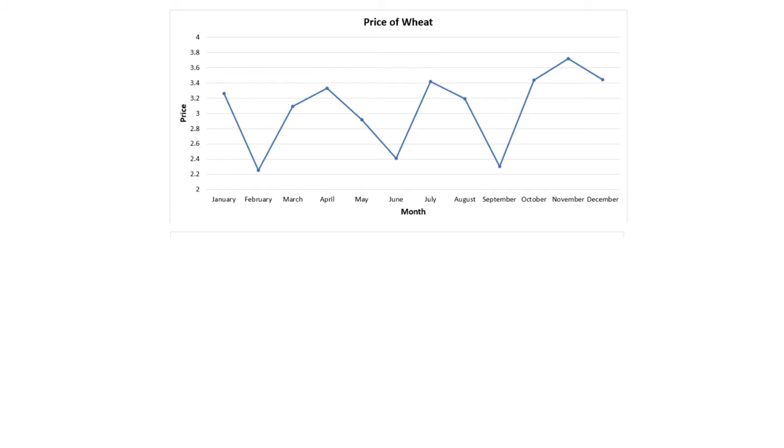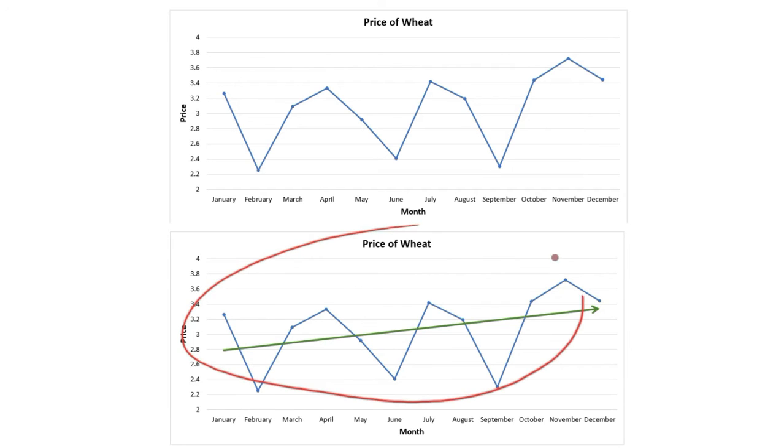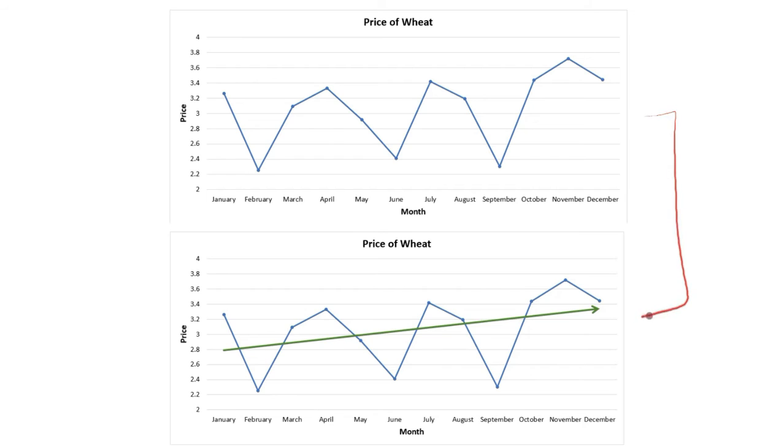So a trend is a general direction that the data is moving. Let's look at a plot of the price of wheat, but this time with a trend line. Here we go. You can see I have added my trend line in green. The trend for the price of wheat for this year is that it is increasing. Now comparing these two plots, the trend is maybe not so obvious in the top plot, which is why it is helpful to add a trend line.